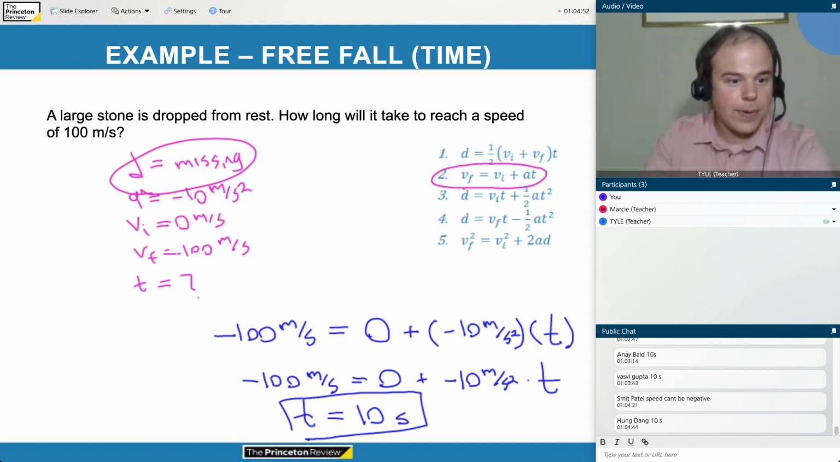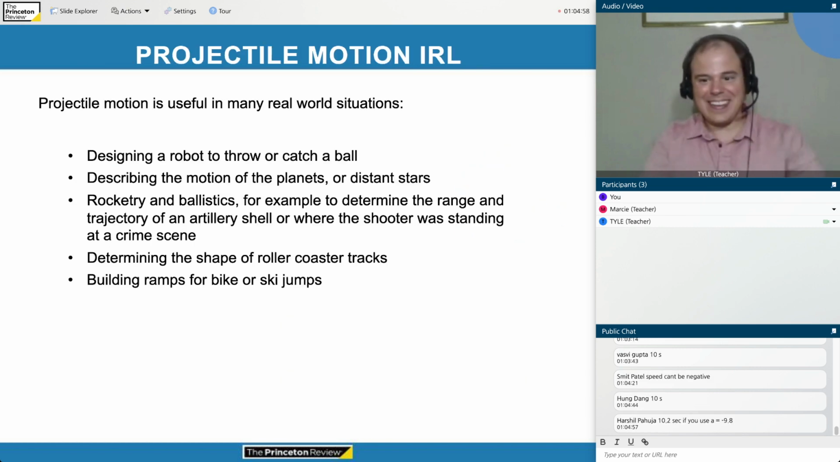Yeah, I will wrap it up there for today since we only have an hour. There's, yeah, definitely much more we could cover. And yeah, Harshal, good point. It could be 10.2 seconds if you used 9.8 instead of 10. So you can see it makes some small difference, 10 seconds, 10.2 seconds, just depends on how precise you need to be. So I hope this was helpful.